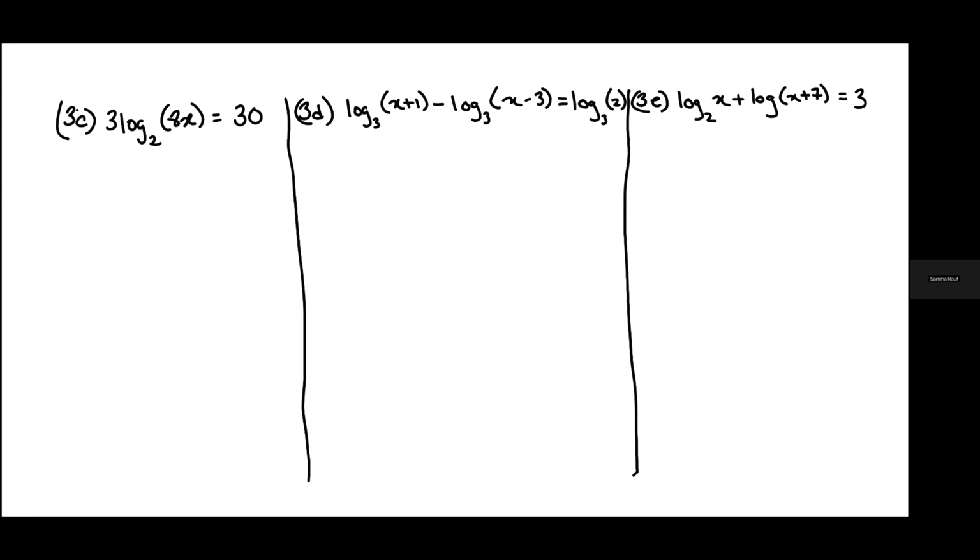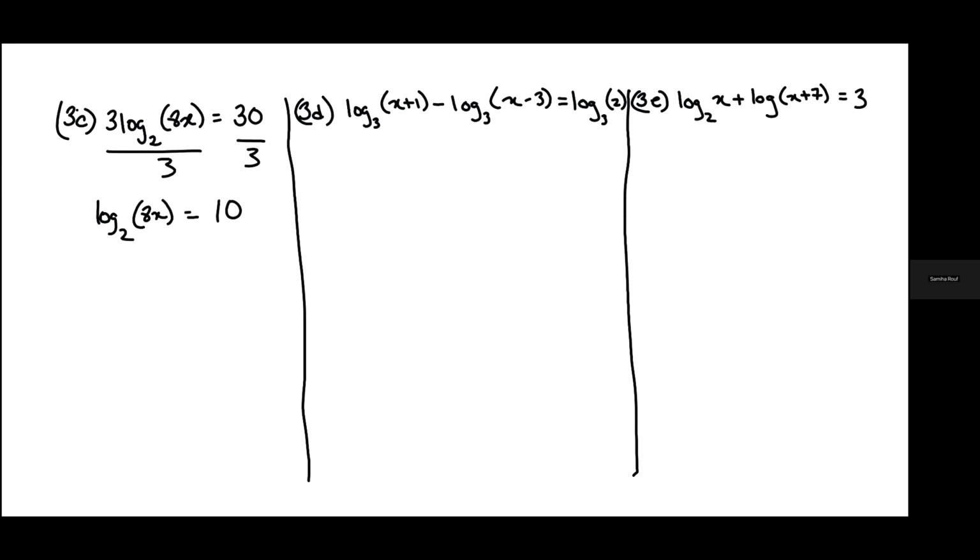Okay. So what you would want to do here is the log 2 8x. We want to isolate that, which means this 3 that's being multiplied to it, we could divide it out. So we're going to divide both sides by 3. We get log 2 8x equal to 10.